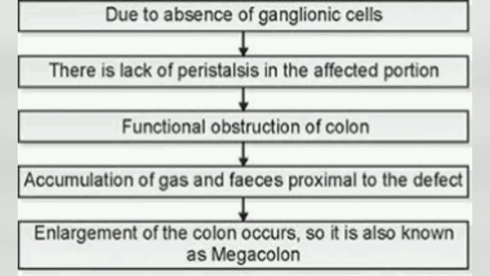Then coming to the pathophysiology, due to the absence of ganglionic cells, there will be lack of peristalsis in the affected portion, which leads to functional obstruction. When there is no way to pass gas and feces, they get accumulated near the defect, and there will be formation of megacolon. That means the colon will get abnormally dilated.